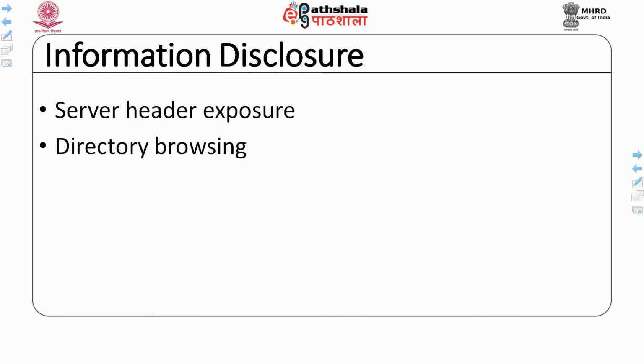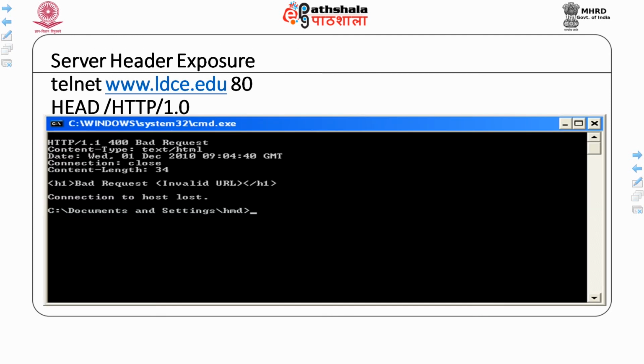The second is information disclosure. There are two types of information disclosure: one is server header disclosure and the second is directory browsing. First, we would check server header exposure. For that, you have to type a command: telnet www.ldc.edu 80. This 80 is the HTTP port.